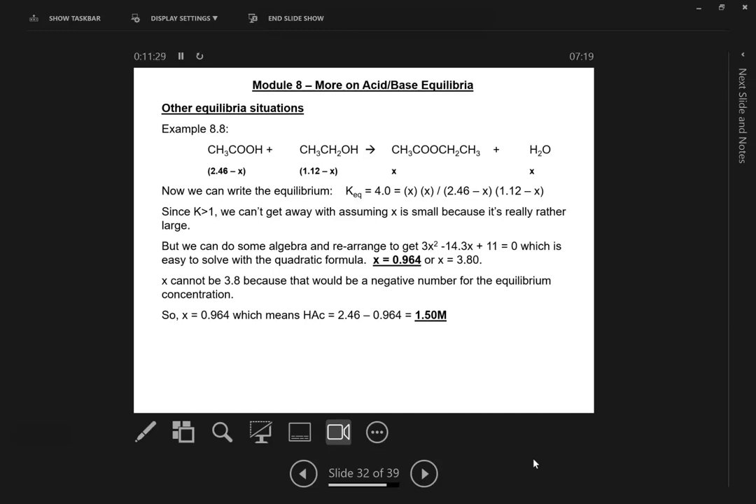So for acetic acid, 2.46 minus 0.964 is 1.5 molar. And then for ethanol, 1.12 minus 0.964 gives me 0.156 molar. And we're finished with this problem. Okay, it looks hard. The hardest part is translating the English into chemistry. Once we get to the chemistry, it's not difficult.